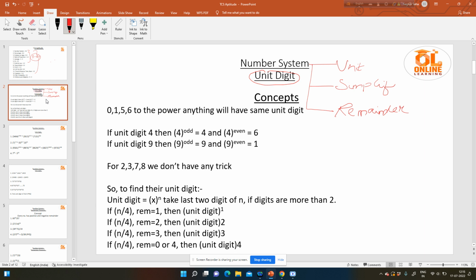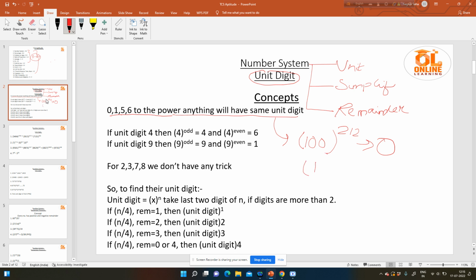Before starting each session or each topic, I will discuss the concepts that usually are required to solve that type of question. And after that, I will again teach you the concepts when I solve the questions. So the first concept is: 0, 1, 5, 6. These are the digits. To the power anything, they will have the same unit digit. For example, 100 to the power anything, it could be 2, 12. What will be the unit digit? 0 only, because 0 is the unit digit.